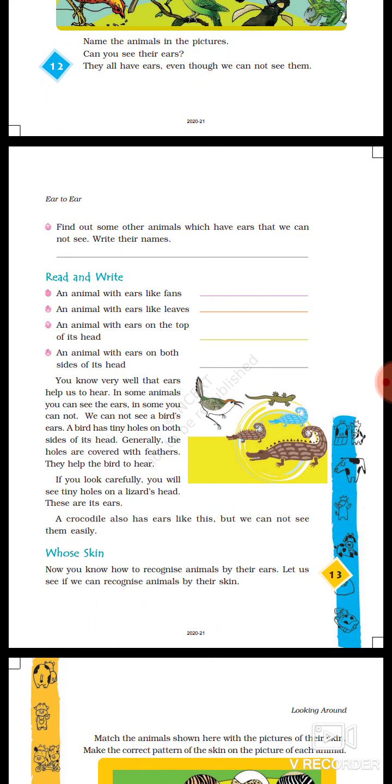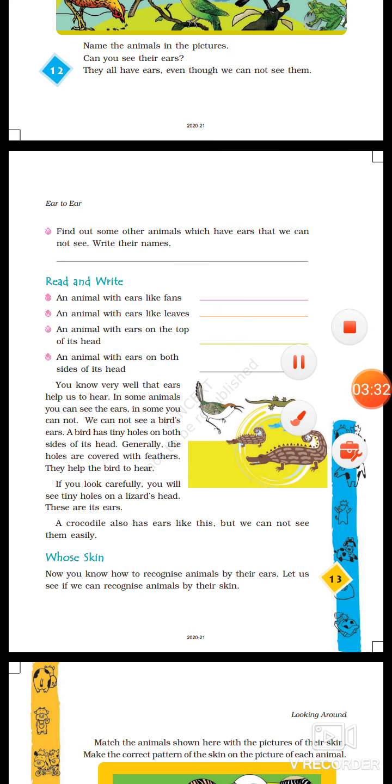Let us study about the detailed structure of the ear. Now read and write: an animal with ears like fans. So students, you have to read this and fill all the blanks. Now find out some other animals which have ears that we cannot see. Write their names. So students, here you have to write. Understood?